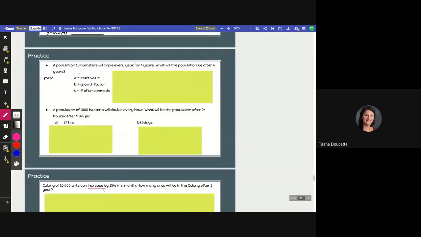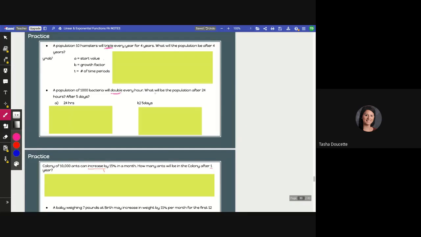We have these word problems here where you can label each of the problems with your A, B, and T to help you figure out how to solve this. Remember keywords here for triple. Triple means what? So then we have population of 1,000 will double. And what does double mean?